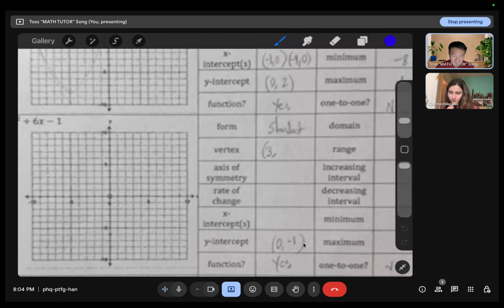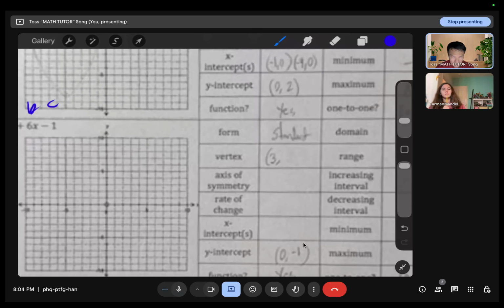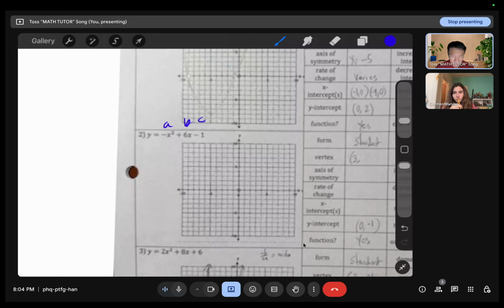Let's go from top to bottom. So the form is standard, yes, because of the A plus B. There's A, B, and C. Okay, A, B, and C, and vertex. Okay, the vertex that you want to get quickly.